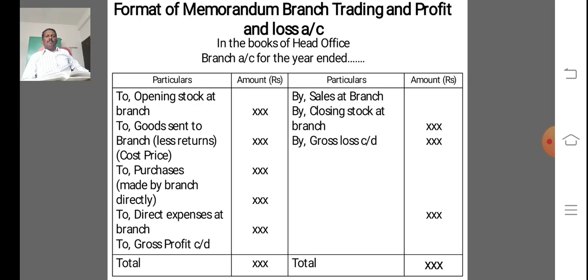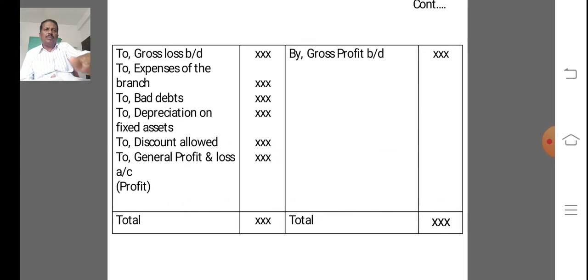So come to the P&L account debit side. Next, by gross profit brought down or gross loss brought down, to expenses of the branch, to bad debts, to depreciation on fixed assets, to discount allowed. These are the expenses relating to profit and loss account. And the credit side total is more than the debit side total. The difference is called profit. That profit to be transferred to general profit and loss account.